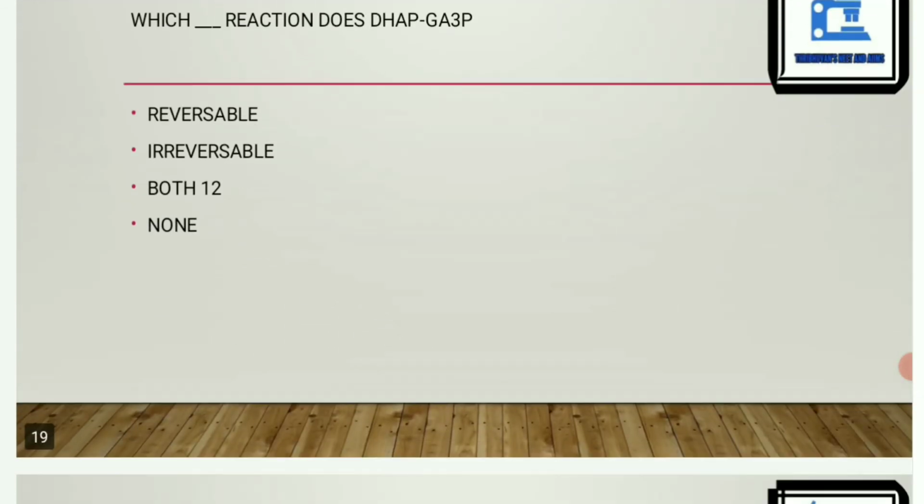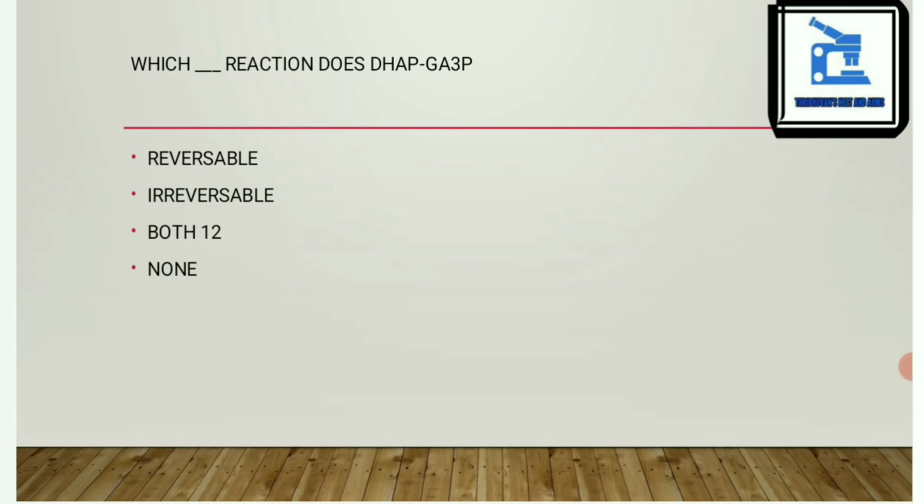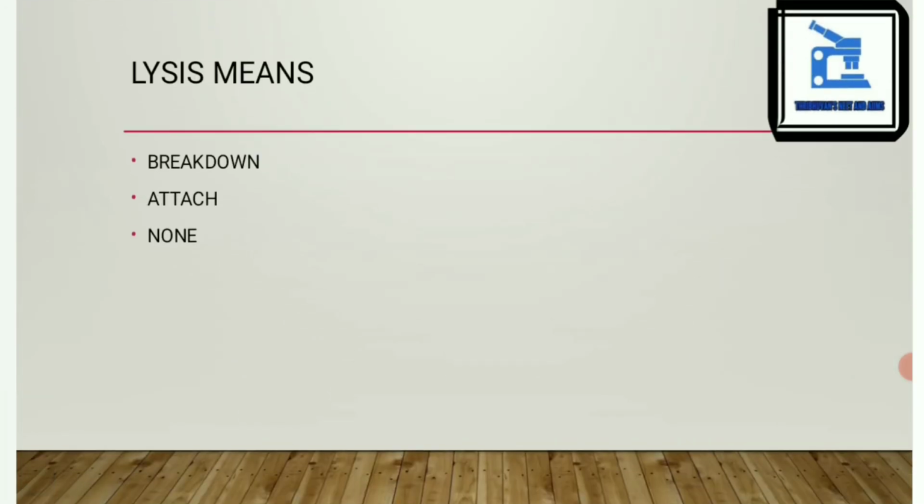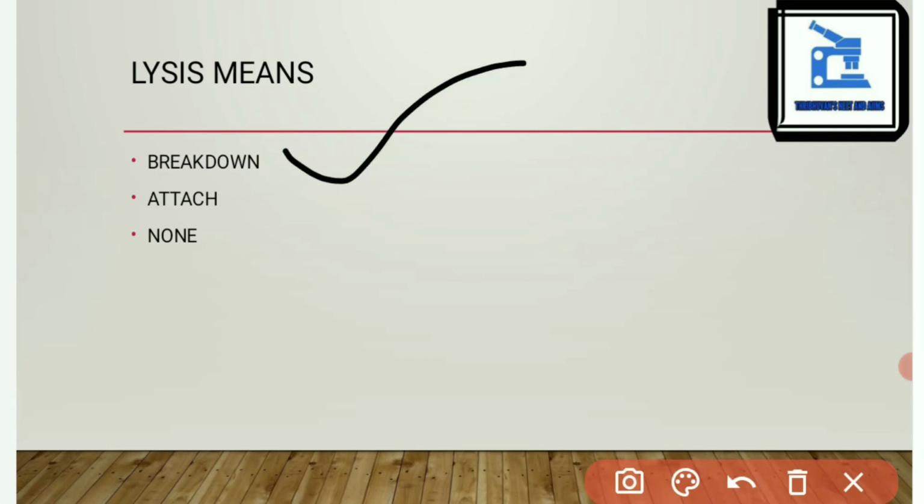Which reaction does DHAP mean? Dihydroxyacetone phosphate to glyceraldehyde 3-phosphate. It is a reversible reaction. Reversible reaction means DHAP is converted into GA3P or GA3P converts into DHAP, right? Lysis means breakdown. Thanks.